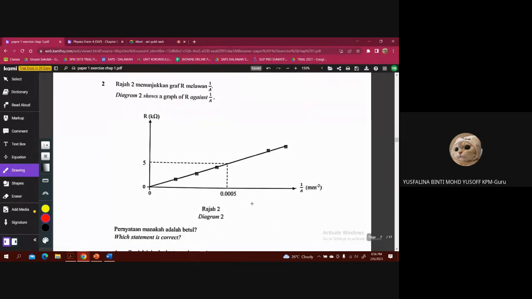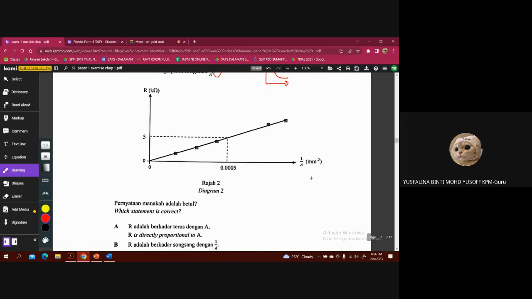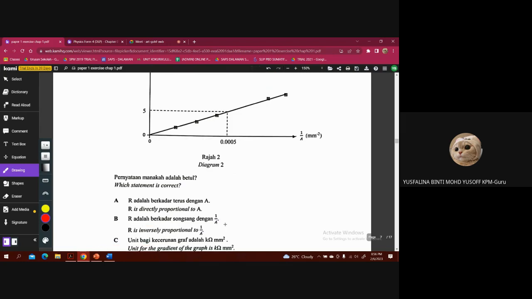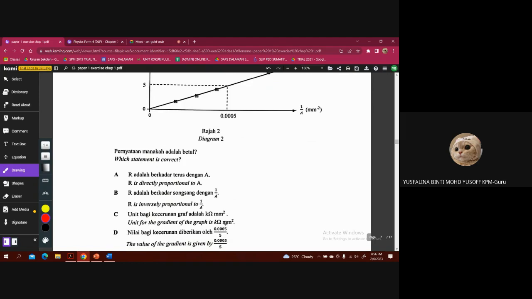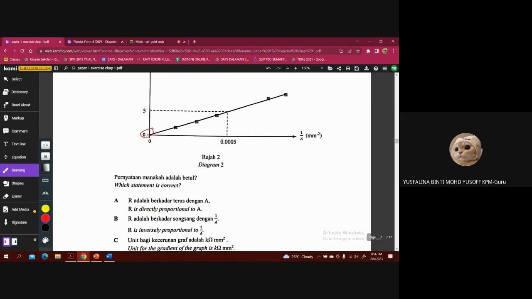For number 2, this is R against 1 over A. So remember, 1 over A. If I ask you to draw R against A, what will the graph be? The graph will be inversely proportional. Now, R is directly proportional to A? No, it's directly proportional to 1 over A. R is inversely proportional to 1 over A? No, it's directly proportional to 1 over A because it passes through the origin.